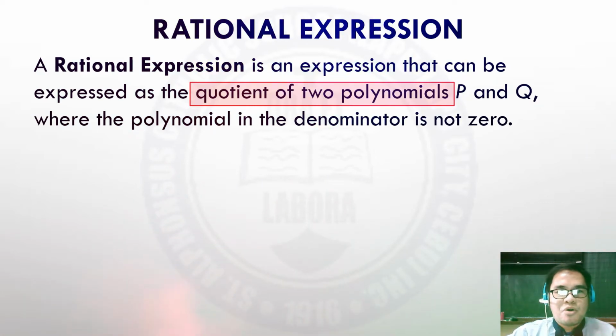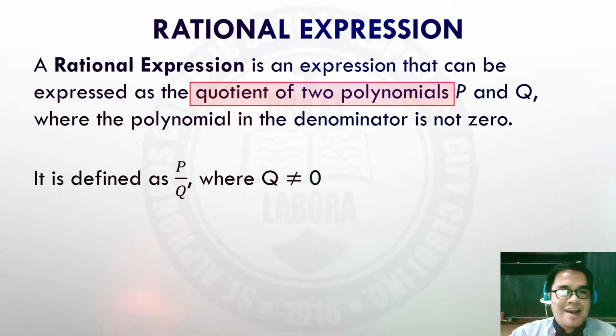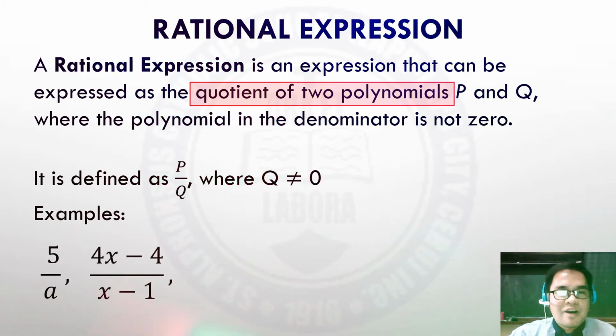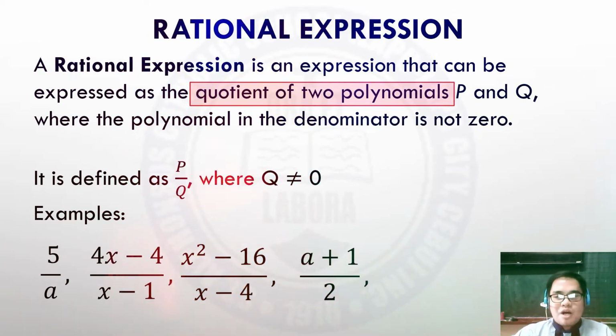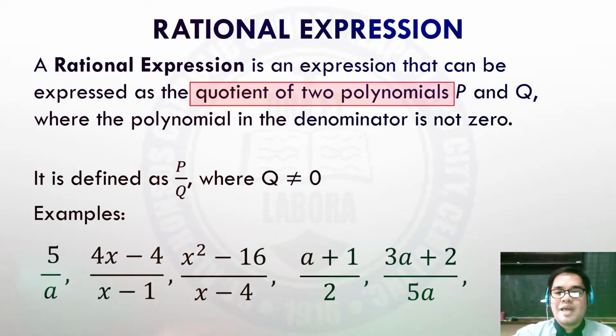And in a fraction form, we will deal with numerator and denominator. So the numerator and denominator here should be both polynomials where the polynomial in the denominator is not 0. It is defined as p over q where q is not equal to 0. And these are the examples of rational expressions. We have 5 over a, 4x minus 4 over x minus 1, x squared minus 16 over x minus 4, a plus 1 over 2, and 3a plus 2 over 5a.